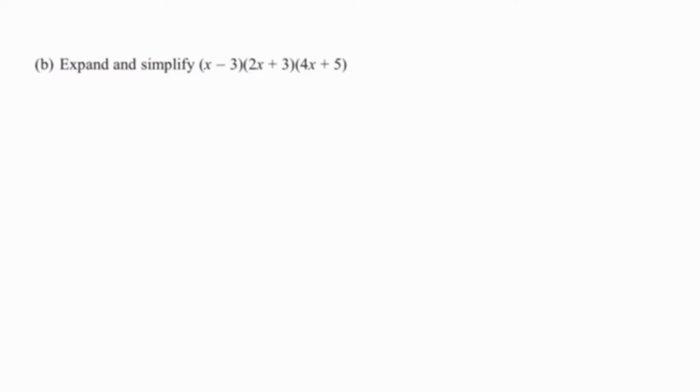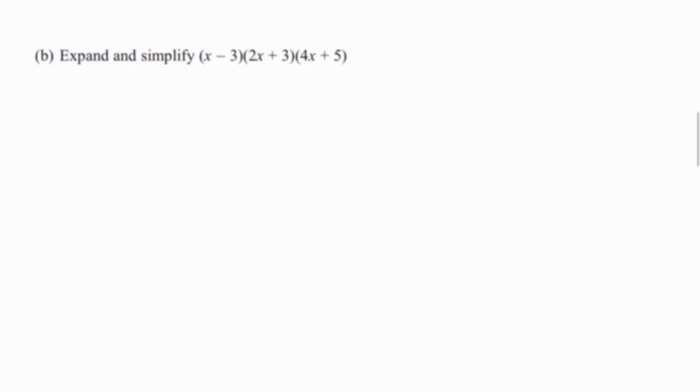Now, if you remember how you expand triple brackets, what you do is first you expand any 2 of the brackets, then you expand that result with the remaining bracket. So it doesn't matter if you expand the first and second bracket first or the second and third, you can do whichever one you want. But I'm going to do the first and second brackets. So if we first expand these 2 brackets, what we're going to get is 2x squared minus 6x here, and then plus 3x, so we have minus 3x, and then minus 9. So we've expanded the first 2 brackets.